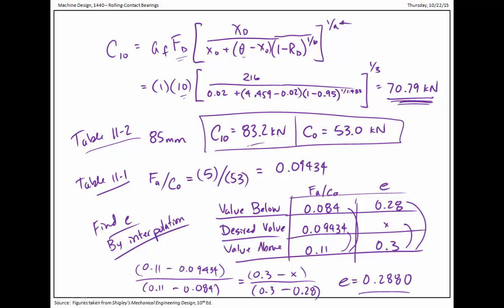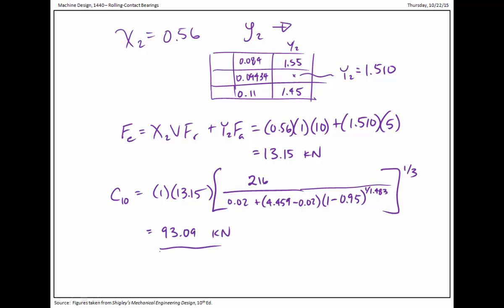But sure enough, I can't use the 85 millimeter bearing. I need to go up another level, maybe even 2 levels up. So you can see this is part of the iteration process. Because now I need to pick another bearing. So if I go to the table and I pick out, this is table 11.2, I could pick the 90 millimeter bearing, which has a C10 of 95.6 kilonewtons and a C0 of 62.0 kilonewtons.